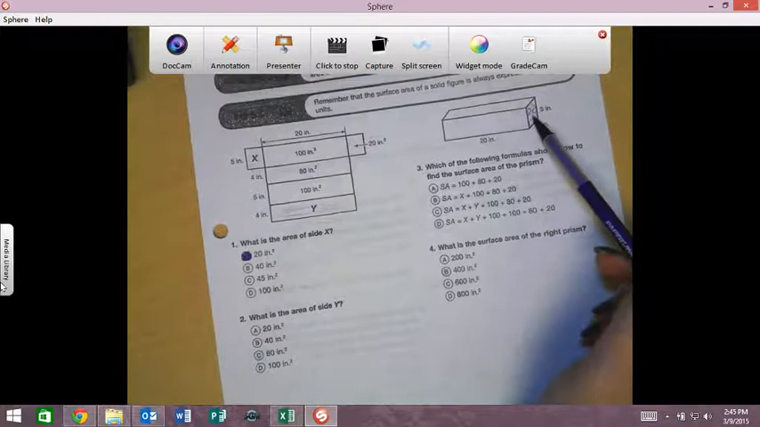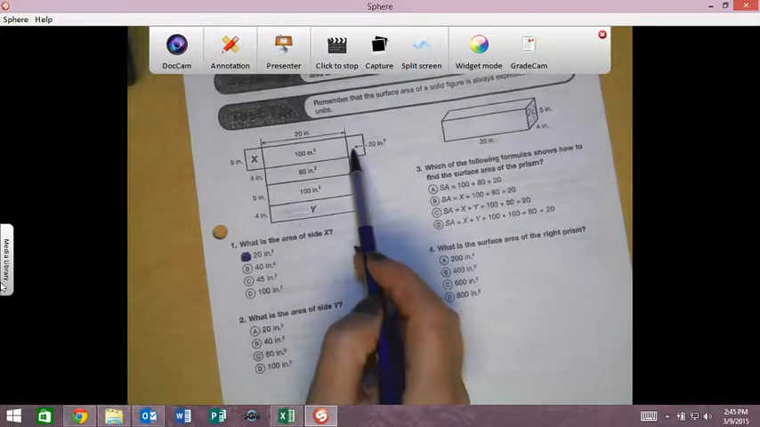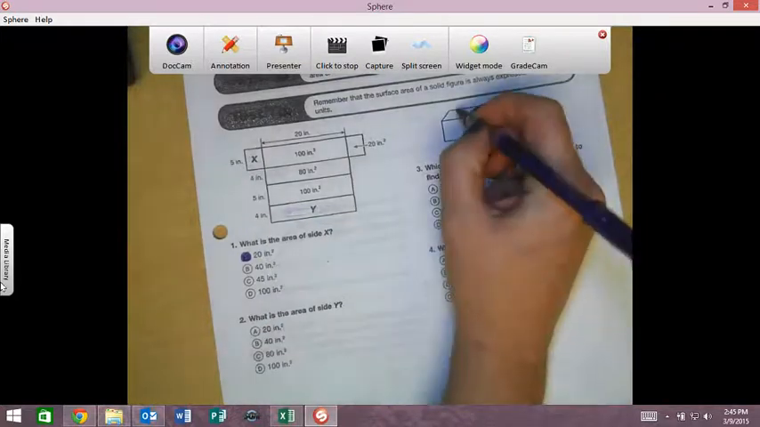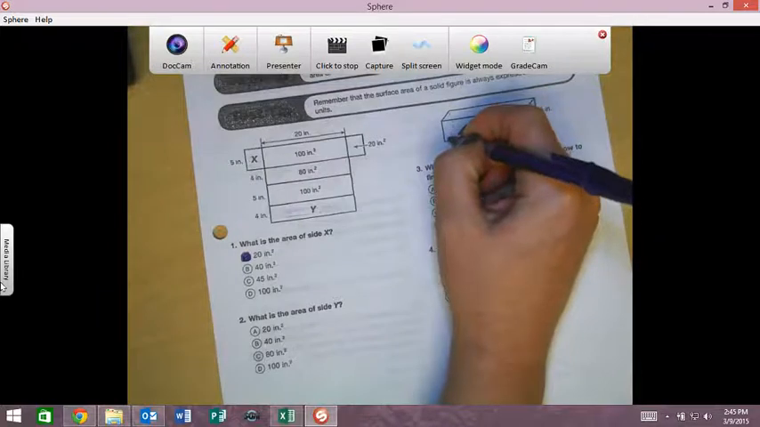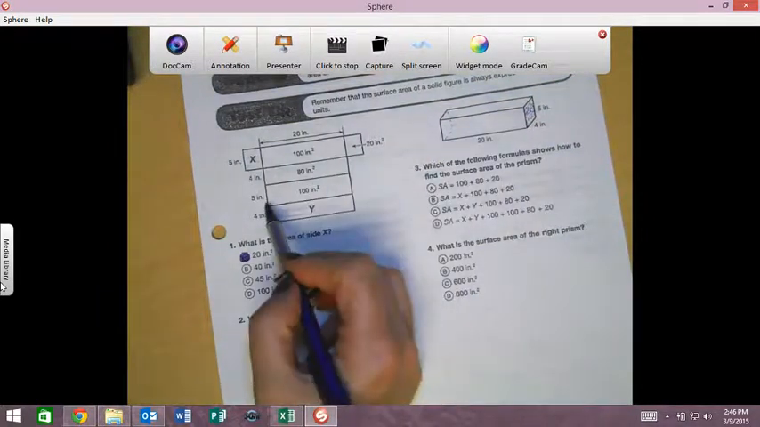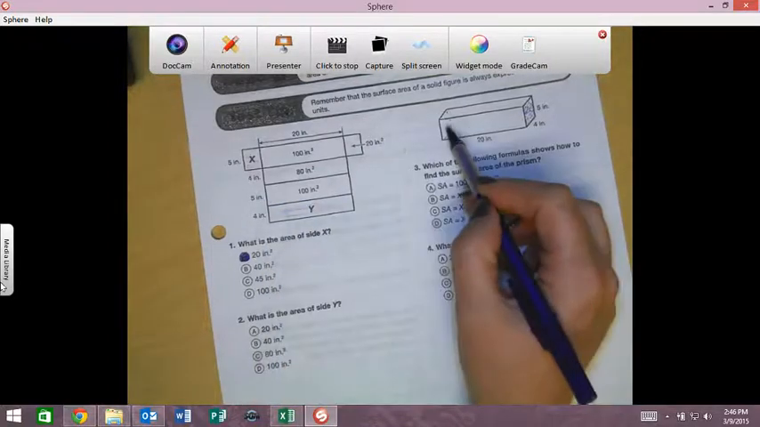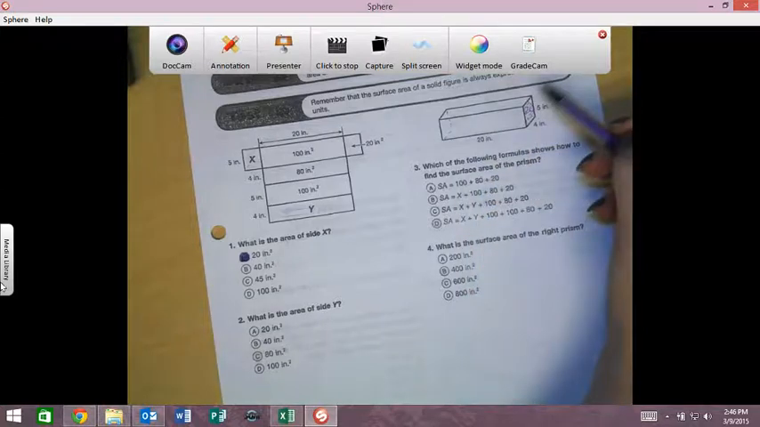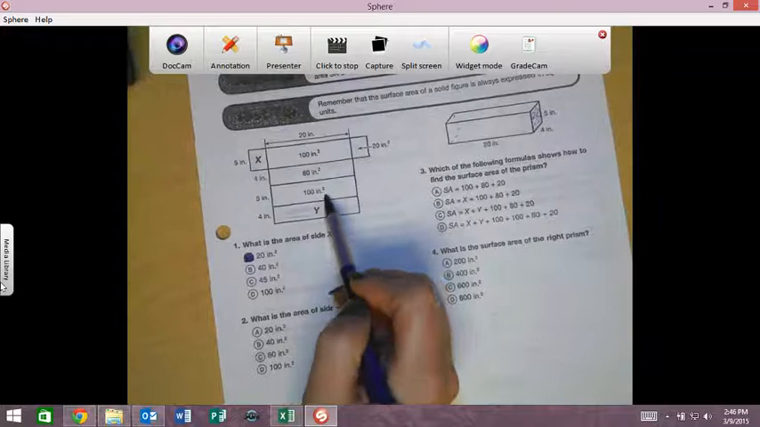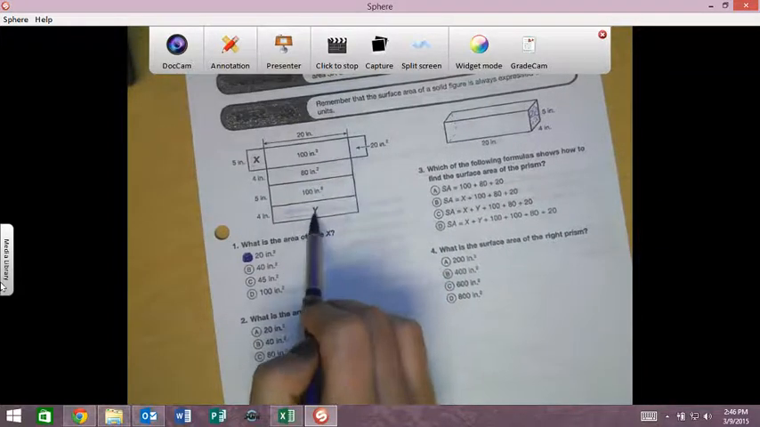So in order to find your area, you would do this 20, which is right here, plus X, which is the other side of the 20, like if we drew the dot. That would be this piece over here. And then you have this piece that is 5 by 20. That's going to be this front piece right here and the back piece. So you would have 100 plus 100 plus 80 plus 20 plus Y plus X.